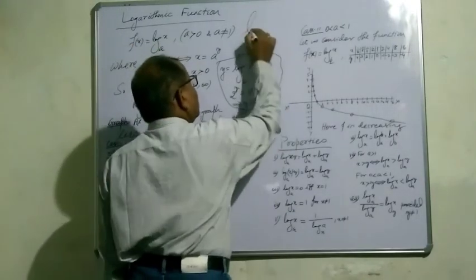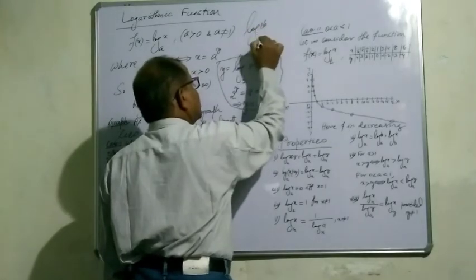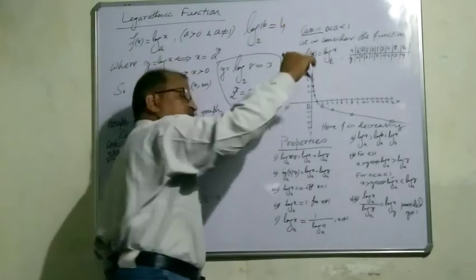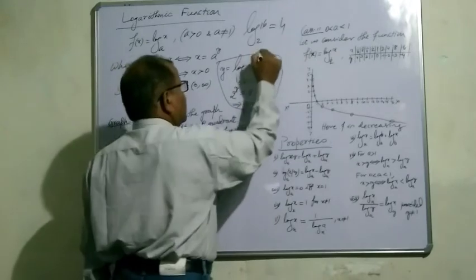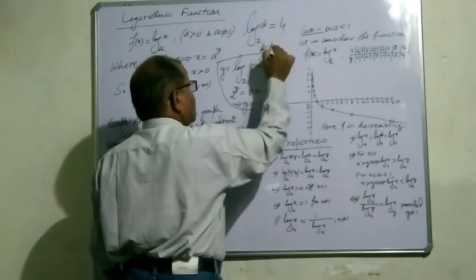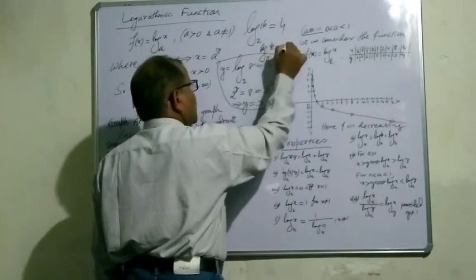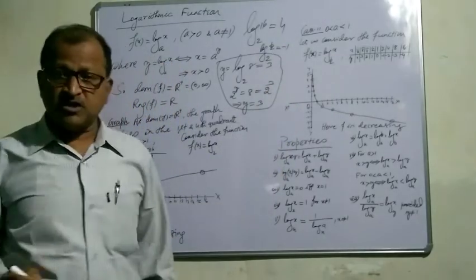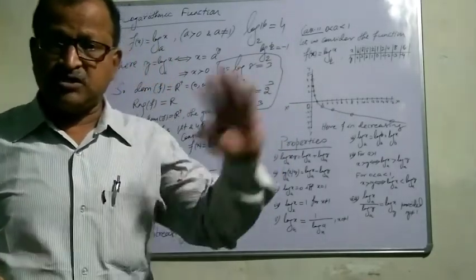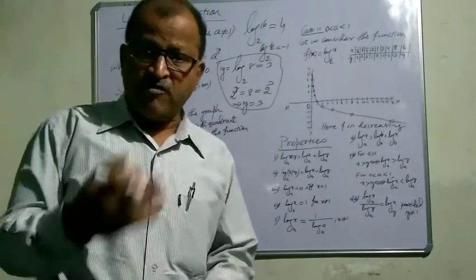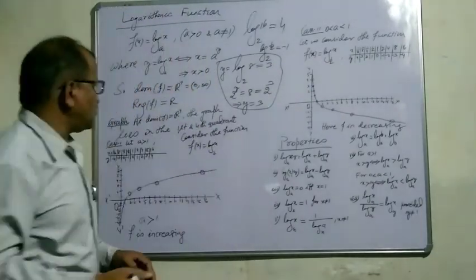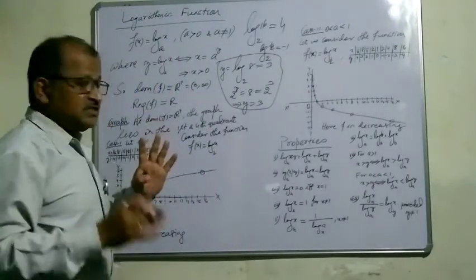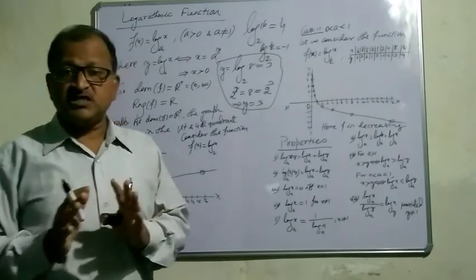Similarly, logarithm of 16 with base 2 will be 4. Logarithm of half with base 2 is equal to minus 1, because 2 to the power minus 1 is equal to half. Anyway, this is the way the logarithm function is defined.